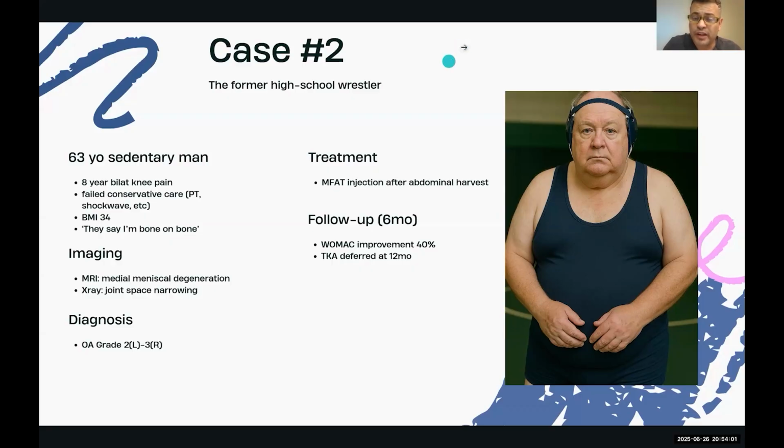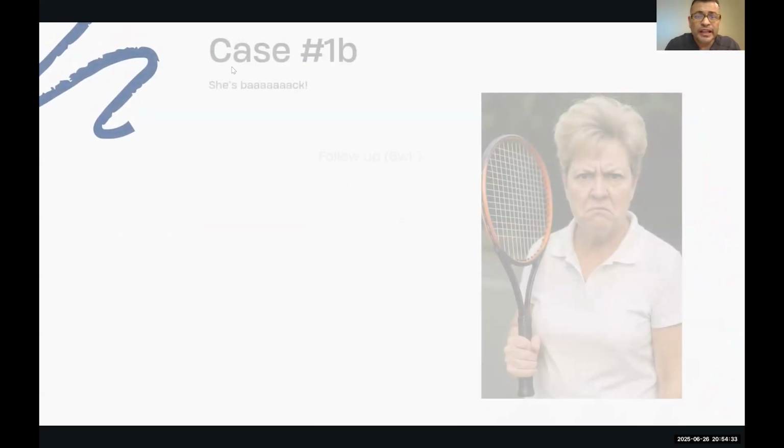What was the treatment for him? In this case, we did an MFAT injection after abdominal harvesting. When we followed up with this patient 6 months later, he had an improvement in pain scores, and he was able to defer his total knee arthroplasty for 1 year after evaluation. He was a lot more functional, and eventually he would need a total knee arthroplasty, but the last time we saw him, he had just postponed it, and that's exactly what he was looking for, okay? Now, case number 3.